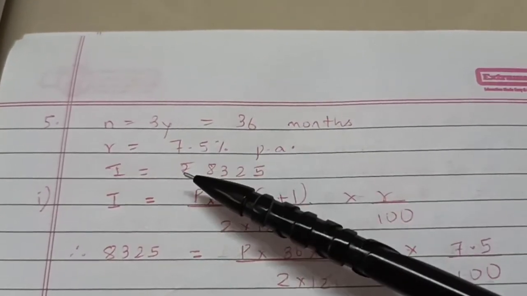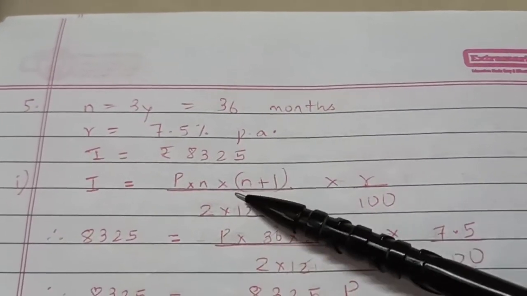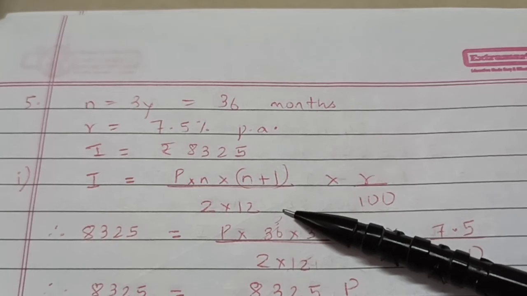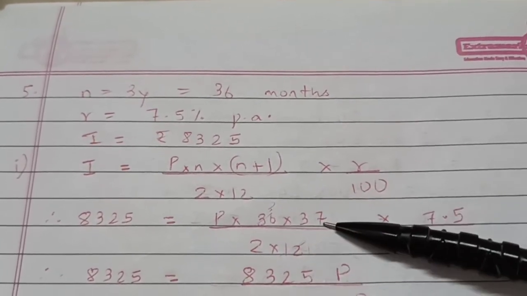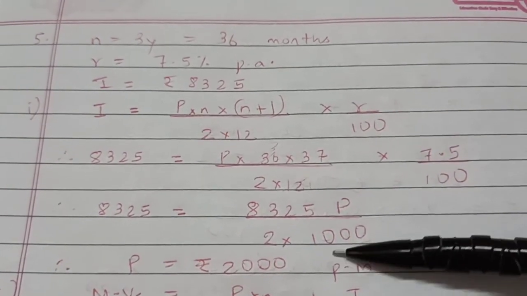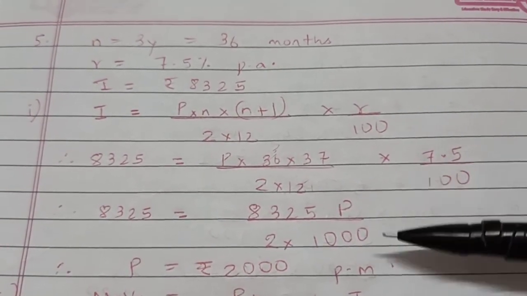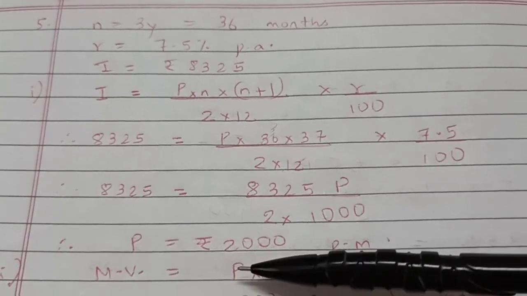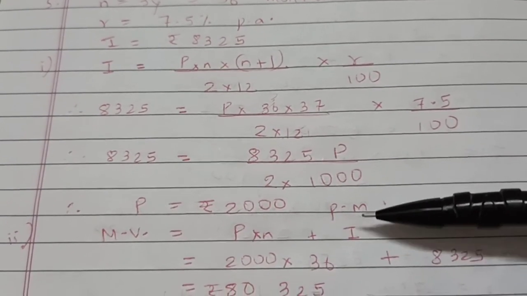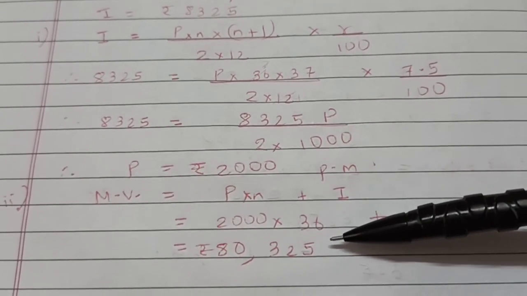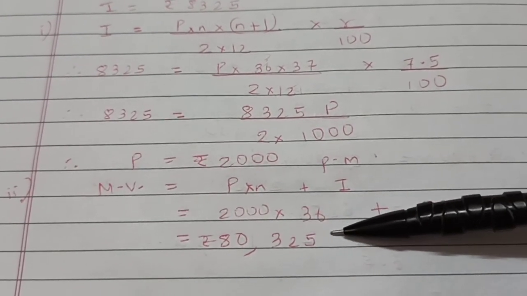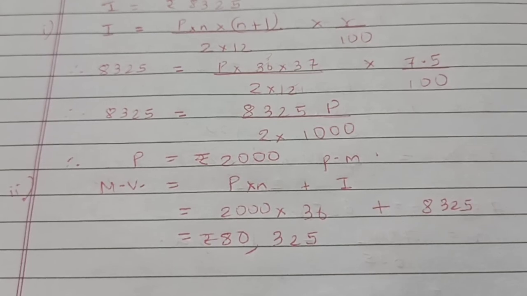First of all, since interest is given, we can use the interest formula, not the maturity value formula, but the interest formula. Substitute all the values and get the value of P, which comes out to be rupees 2,000 per month. And now, maturity value is P into n plus I. I is already given. P we found out and n was given. So we find the maturity value as rupees 80,325.